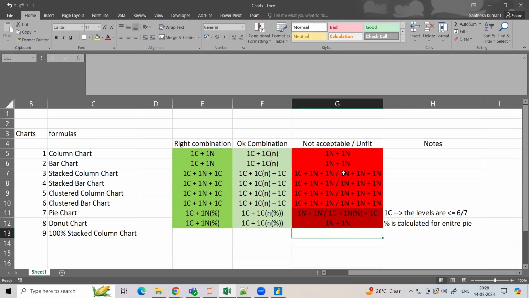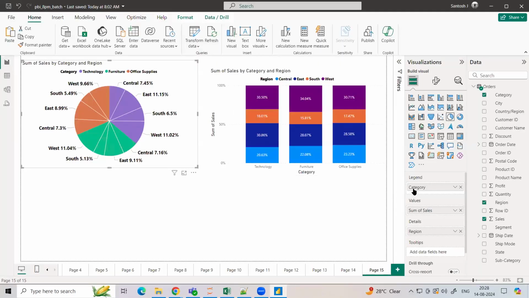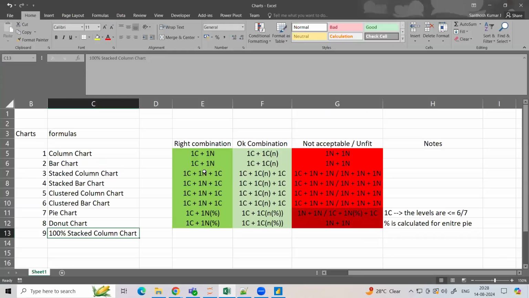Always don't think about the red color. Think about what is good. We'll just think about the right direction. Now, let's write the formula for the 100% stacked column chart. Your 100% stacked column chart: one category, one numerical, one category, exactly the same formula as what you have in the stacked column chart. Same formula. But what is the one thing that will change? How are you getting the numbers? In percentages.